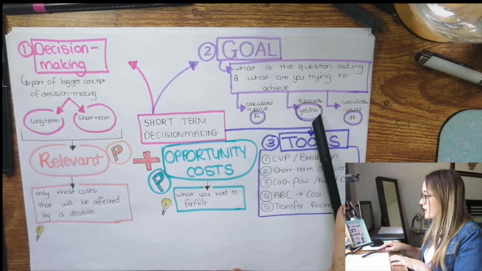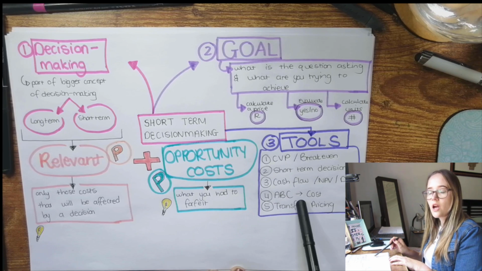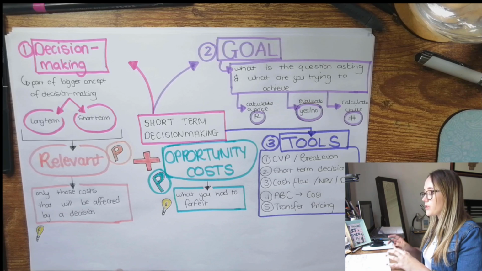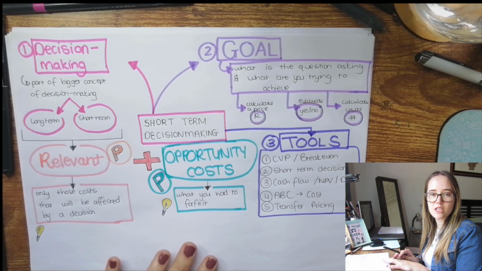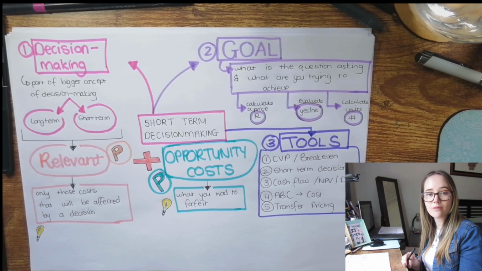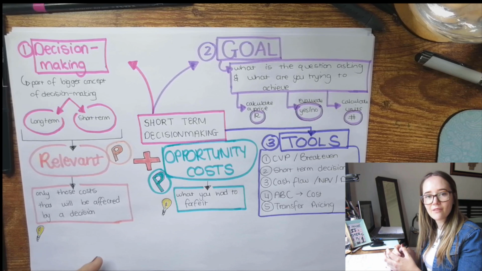And then I want to go in and determine, what tool am I going to use to solve this? Now remember, there's more than one tool. The whole costing module can be used as a tool for short-term decision making. It's just that certain tools are more suited for a certain type of question. Your first type of tool is your CVP break-even analysis.